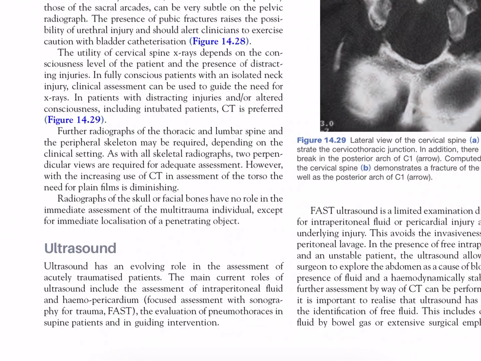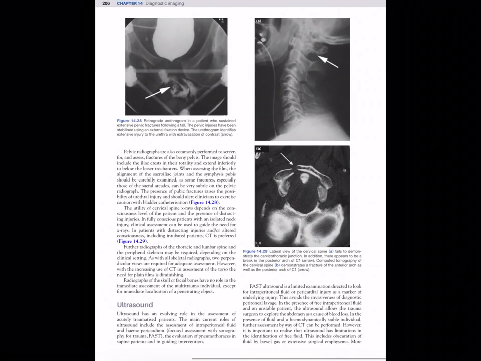Ultrasound has an evolving role in the assessment of acutely traumatized patients. The main current roles of ultrasound include the assessment of intraperitoneal fluid and hemopericardium, focused assessment with sonography for trauma, FAST, the evaluation of pneumothorax in supine patients, and in guiding intervention.